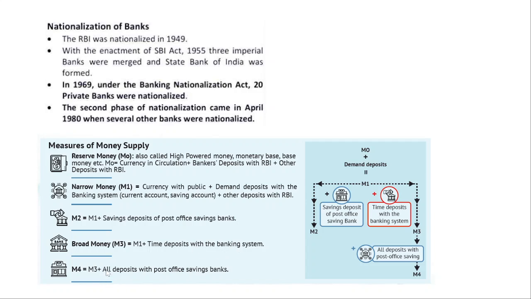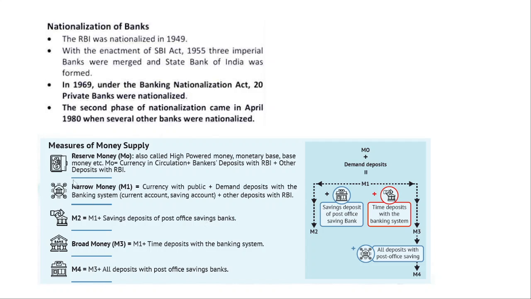So M4 is M3 plus all deposits with post office savings bank. So basically all of the above. So remember this. M1 is all the money, M2 is M1 plus post office, M3 is without post office, the normal M1 plus bank. So M4 is everything else, M3 plus post office also.